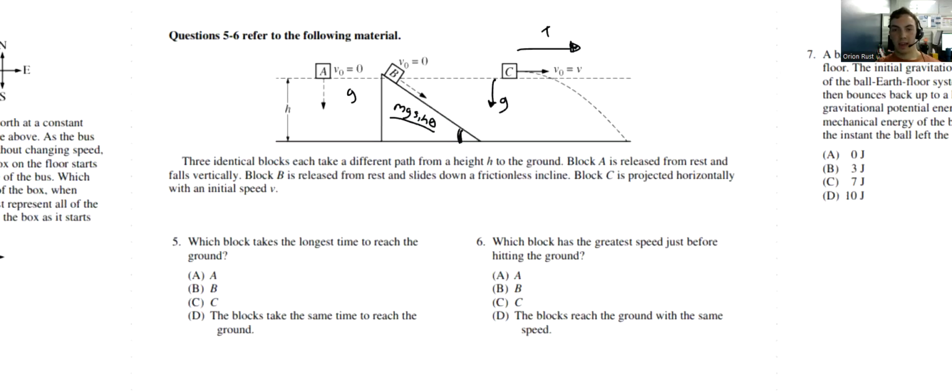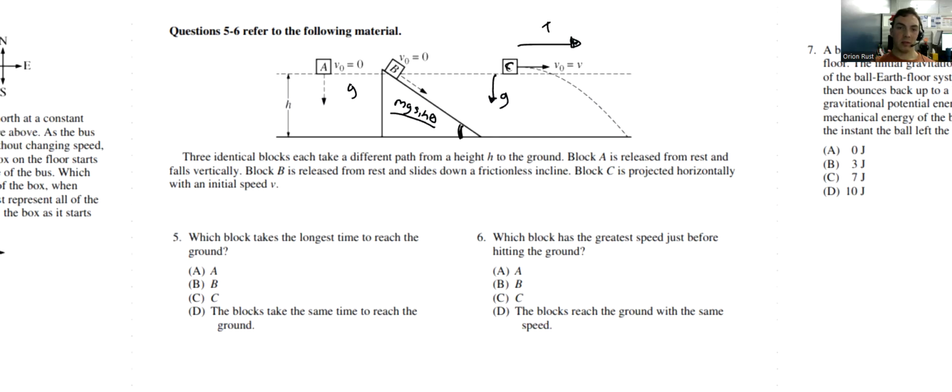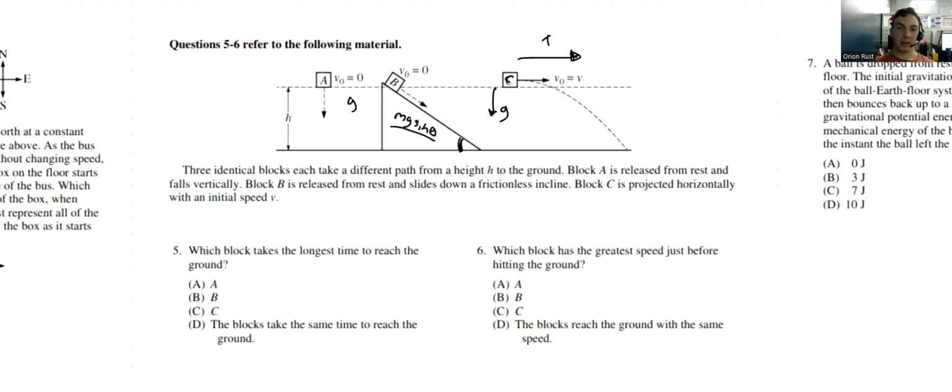Block A and Block C are going to reach the ground at the same time because they're limited by their acceleration in the y direction. It's exactly the same. It doesn't matter that Block C is traveling in the x direction. All that matters is when it hits the ground. And blocks A and C are going to hit the ground at the same time.